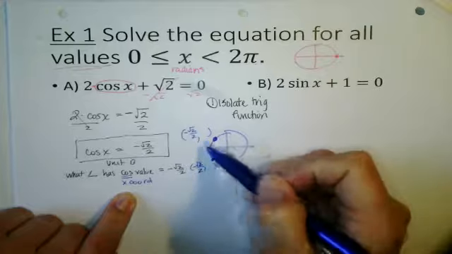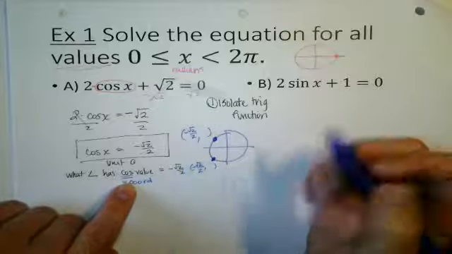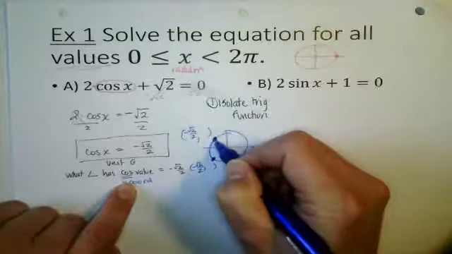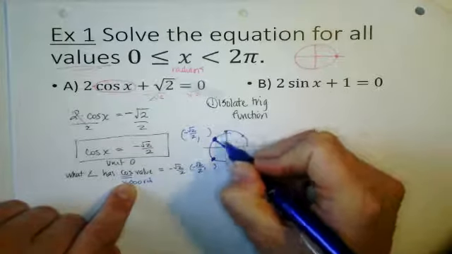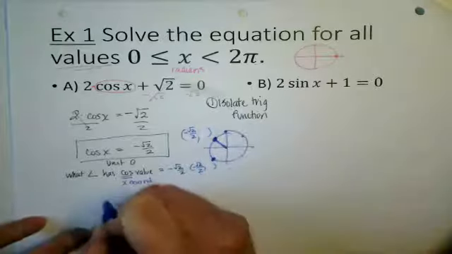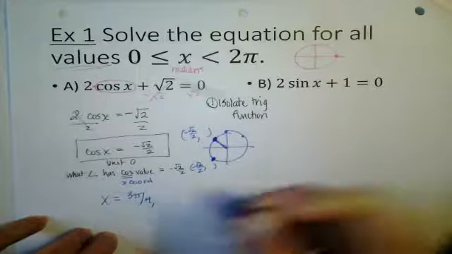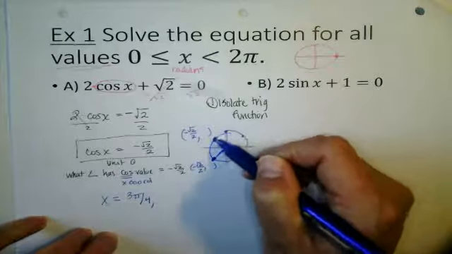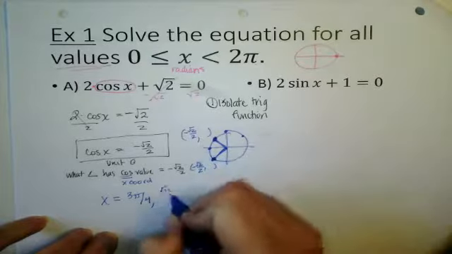That's where that ordered pair is negative radical 2 over 2. I don't care about the y coordinate. I'm just interested in the cosine coordinate, which is that x coordinate. So what angle is this? It's pi over 4. 1 pi over 4, 2 pi over 4, 3 pi over 4. So the angle is 3 pi over 4. And also right here, 1 pi over 4, 2 pi over 4, 3 pi over 4, 4 pi over 4. This would be 5 pi over 4.